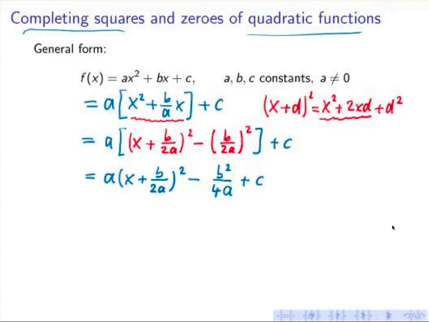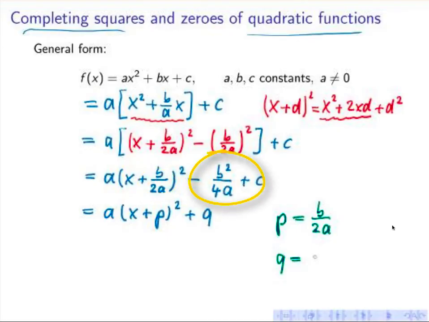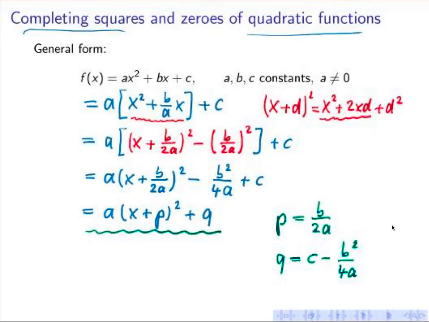Now this is in fact the form I would like to have, even though it looks a bit more complicated. I just write it as a times x plus p, squared, plus q, and then it is pretty clear what p and q are. P is b divided by 2a, and q is everything else, so the c term minus b squared divided by 4a. It looks a bit complicated, but this form is really nice, as I will show you in the next slide and also the next examples.